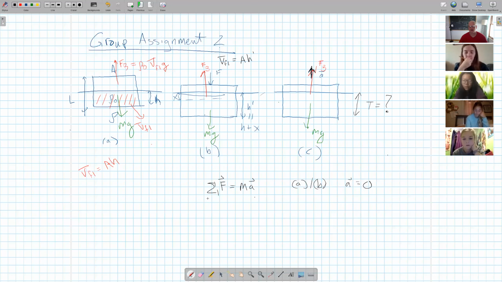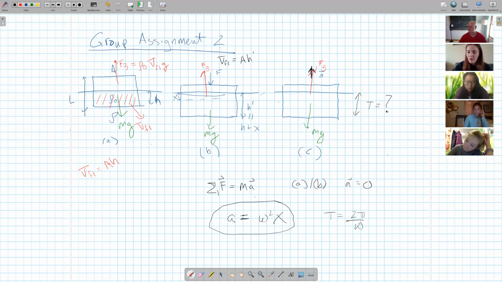And then from there, you want to do what we did in class, which is to eventually get that A is proportional to omega squared times X, okay? So this is what we want our acceleration to look like. Once we do that, whatever shows up in front of X is the angular frequency squared. So once you have the angular frequency, then the period is 2 pi divided by that angular frequency. So that's ultimately what we're trying to do.